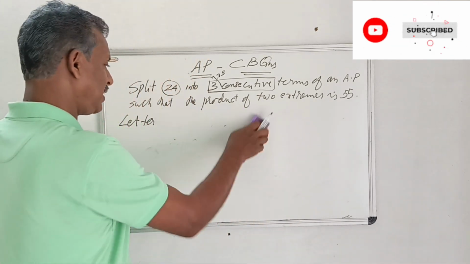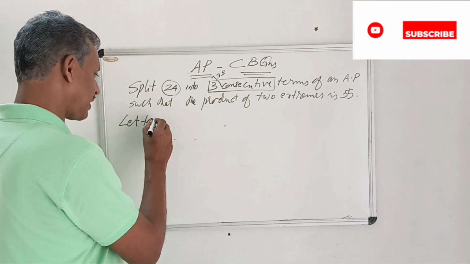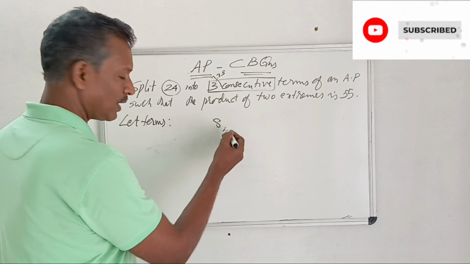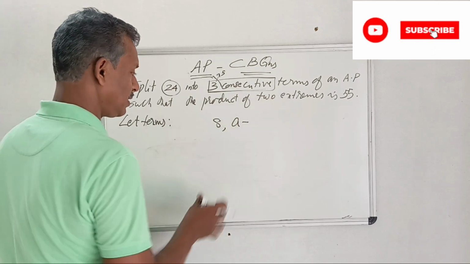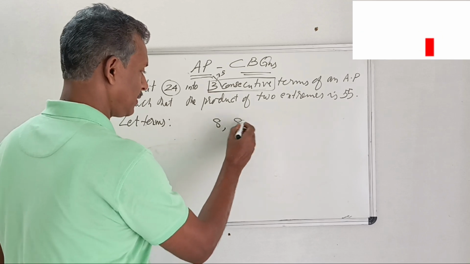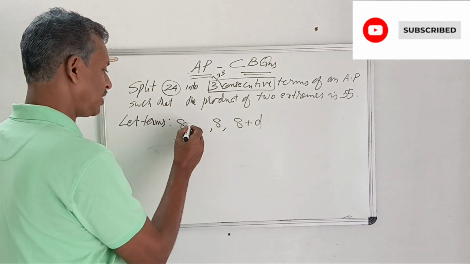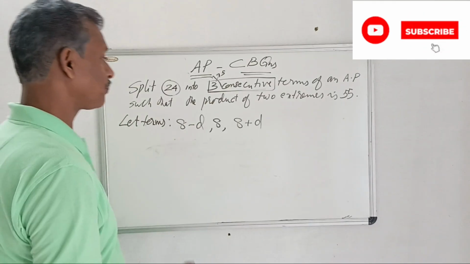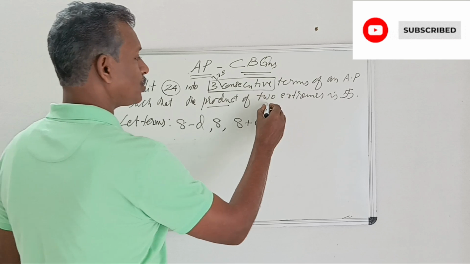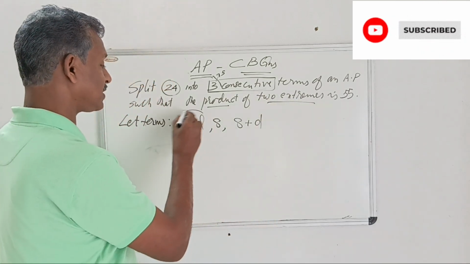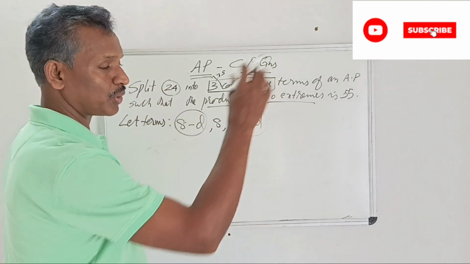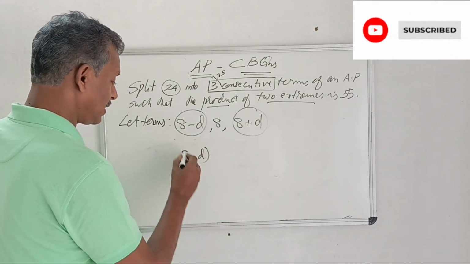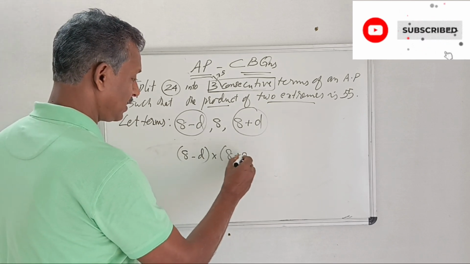So you got 8 as A's value, so we can rewrite the terms like this. The middle term is 8. The next term is A plus D, or we can write 8 plus D, and the previous term is 8 minus D. Here one unknown only remains, it is D, because we got A, and this is the given product of 2 extremes. What is the meaning of extreme? The first and last are called extremes. Their product is 55. So we can write 8 minus D multiplied by 8 plus D is equal to 55.